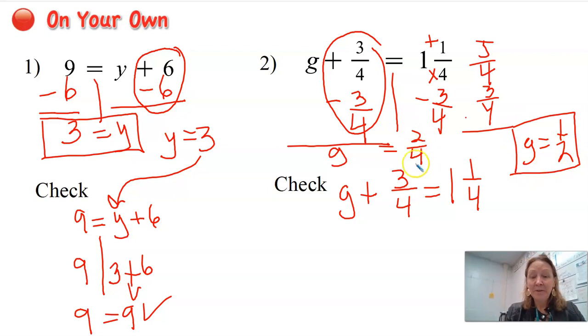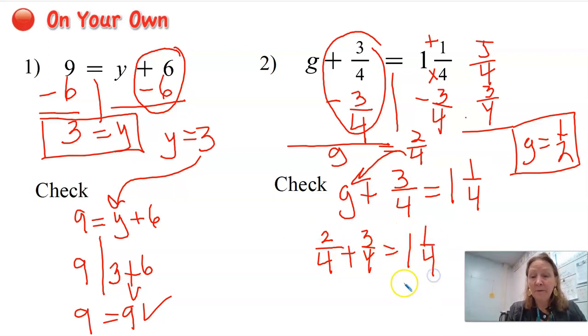But I'm going to keep it as 2/4 when I plug it in to make the math easier. So I'm going to take that 2/4 and plug it in for G. So I have 2/4 plus 3/4 equals 1 1/4. Now remember, you can't stop there. You're not giving me an equation. I don't want you to just let me do the math, right?